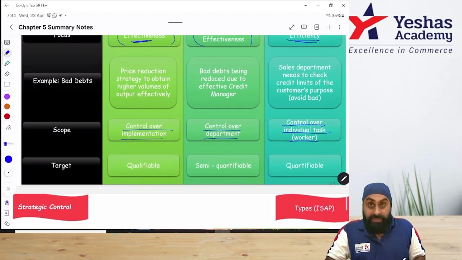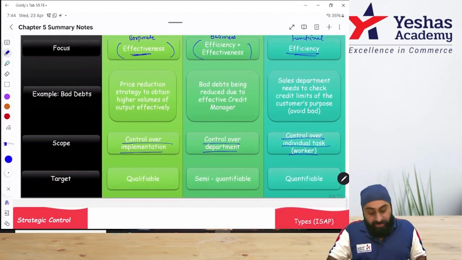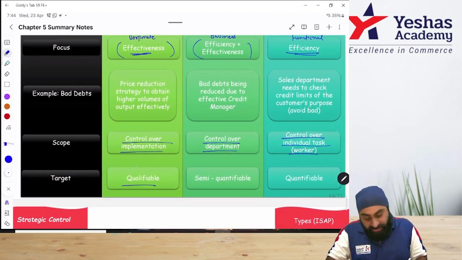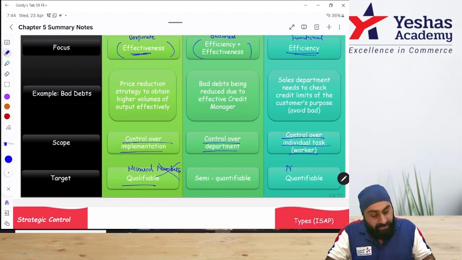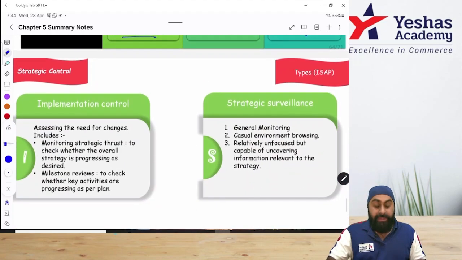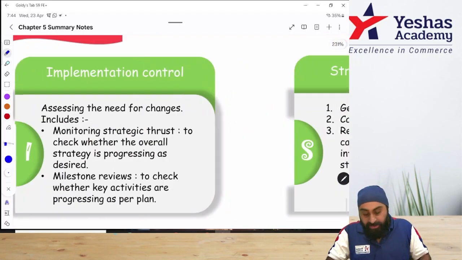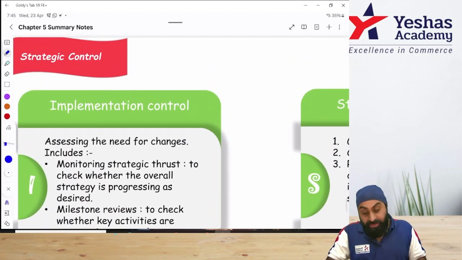Target, strategic control is qualifiable, which means cannot be measured in numbers. Here we can measure that in numbers. That is what we say is quantify. So this is numbers. Now, when we talk about strategic control, there are various types of strategic control that we need to use.